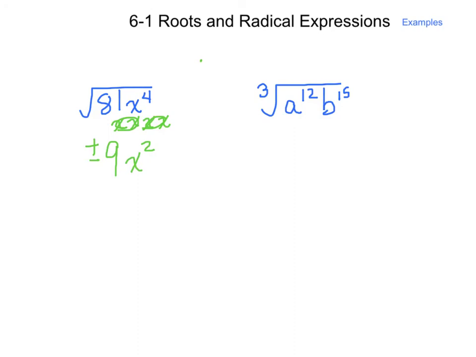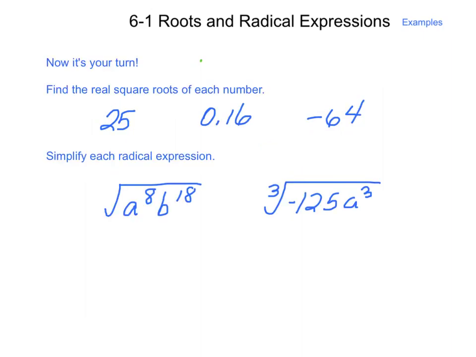For the cubed root of a to the 12th, b to the 15th, it's very similar. However, here's a shortcut. Whenever you have an exponent, try dividing by the index. Here we would have a to the 12th divided by 3 and b to the 15th divided by 3. 12 divided by 3 would give us 4, and 15 divided by 3 would give us 5, giving us an answer of a to the 4th, b to the 5th. Now it's your turn. Try doing some of these. Feel free to ask me about them tomorrow during class.